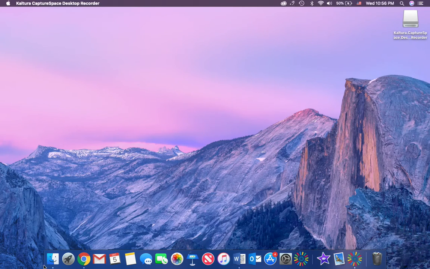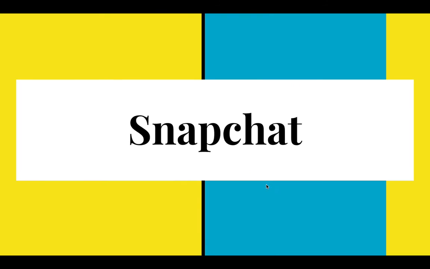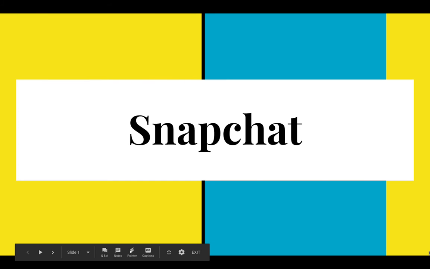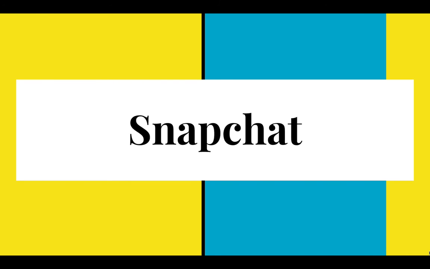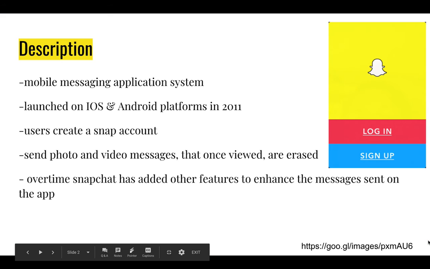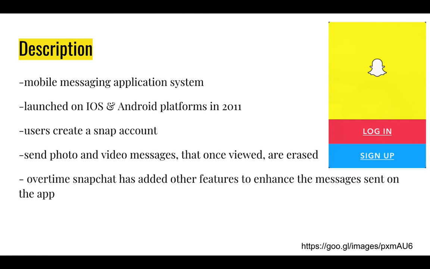So, what happened? Alright, so our group decided to do our information system based off of Snapchat. Many of you probably already know what Snapchat is and how it works, but we're going to go into a little bit more detail and depth of what Snapchat really is. Snapchat is a mobile messaging system that was launched in 2011 by a team at Stanford University.